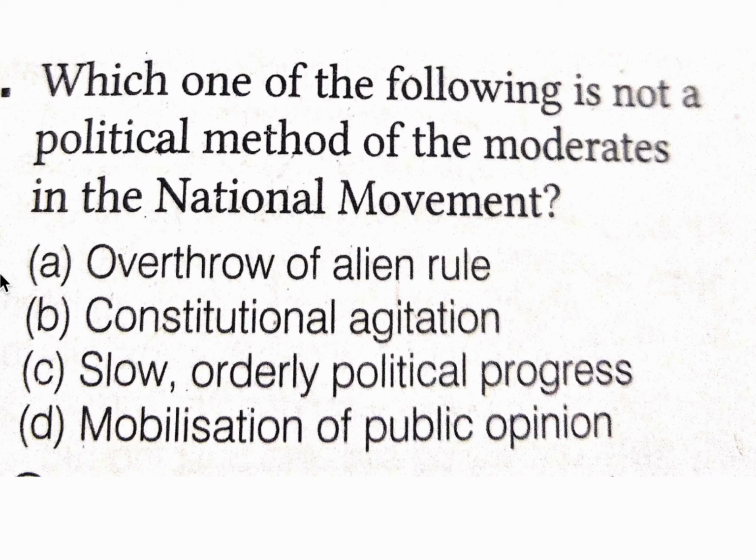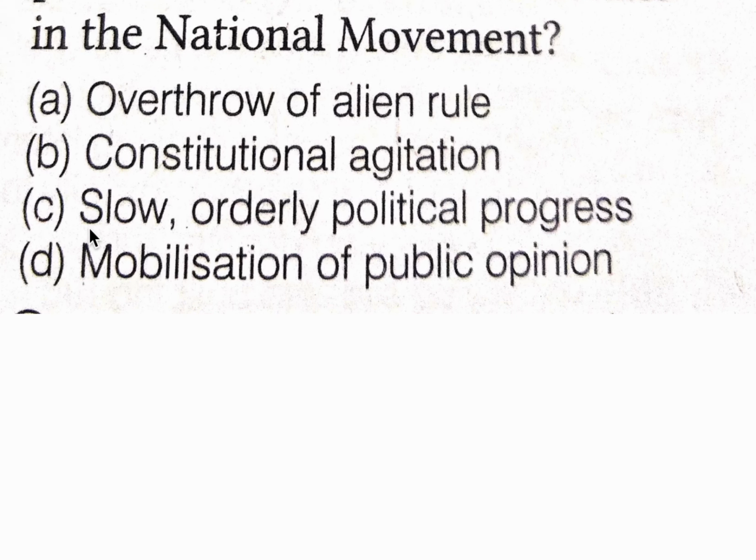So here, overthrowing of alien rule is not the political method that is used by the moderates. They only thought to reform the constitution, to bring slow political progress, and to mobilize public opinion. So option A is not included, so it is the correct answer. Option A is the answer.